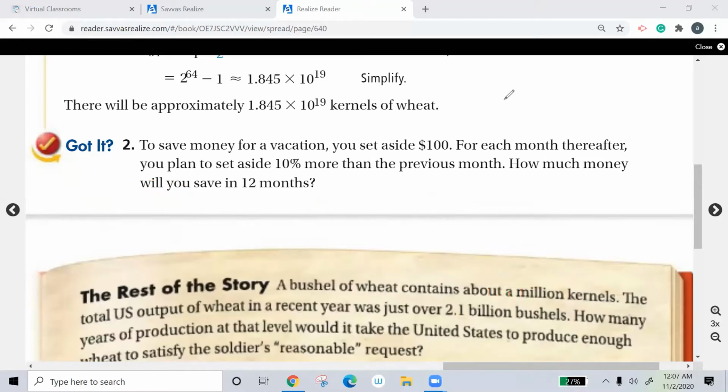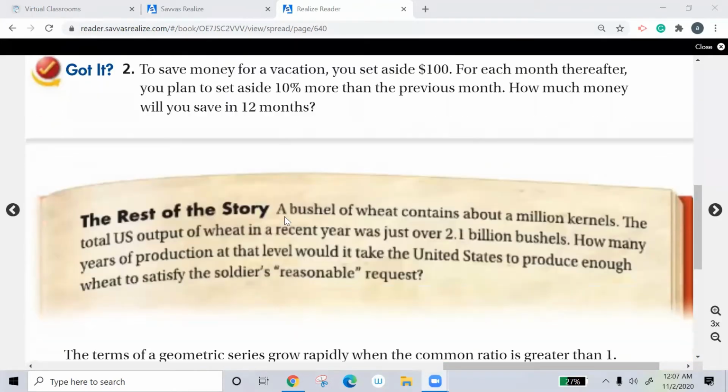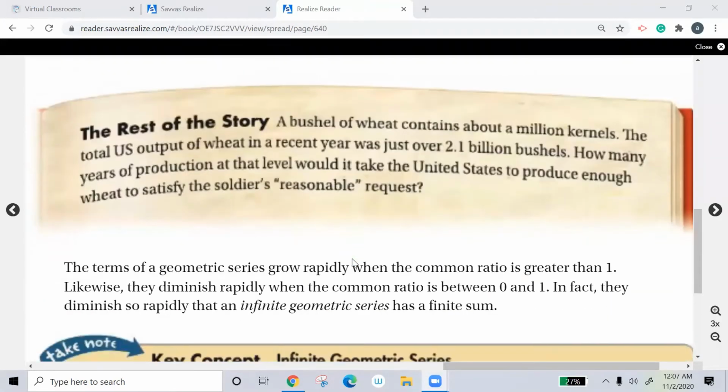Okay, next we have problem number 3. Here, the rest of the story. A bushel of wheat contains about 1 million kernels. The total U.S. output of wheat in a recent year was just over 2.1 billion bushels. How many years of production at that level would it take for the United States to produce enough wheat to satisfy the soldier's reasonable request?